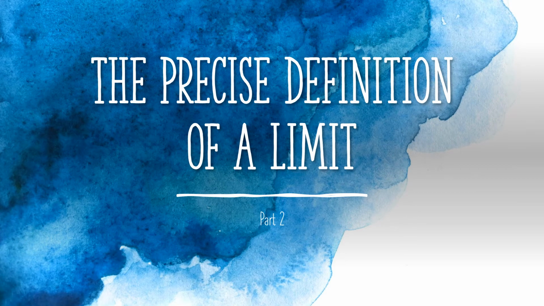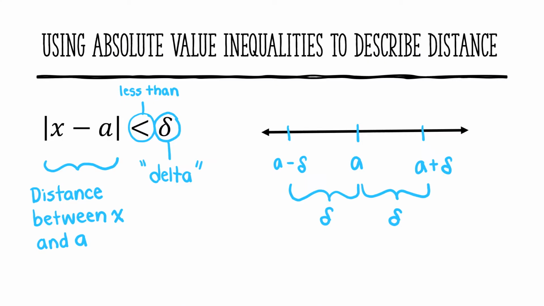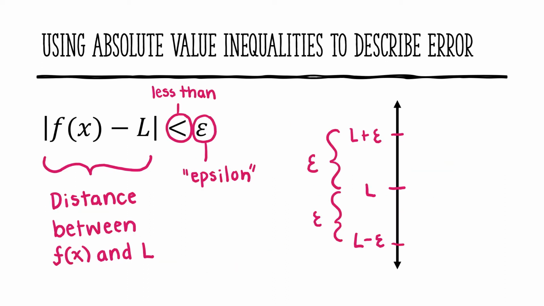The precise definition of a limit, part 2. We've looked at using absolute value inequalities to describe distance, and hopefully you feel more comfortable converting between the absolute value inequality and the graph. We've also looked at using absolute value inequalities to describe error, which is very similar, but instead of looking at the distance from x, we're looking at the distance from f of x. And again, hopefully you feel more comfortable converting between the absolute value inequality and its graph.